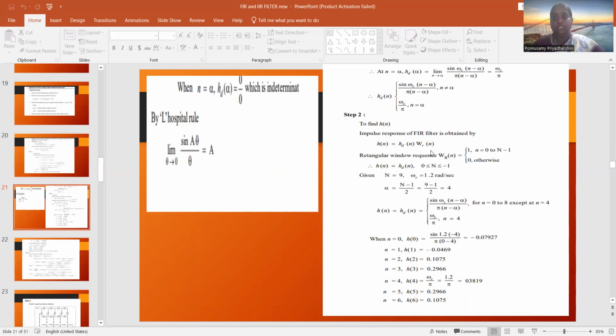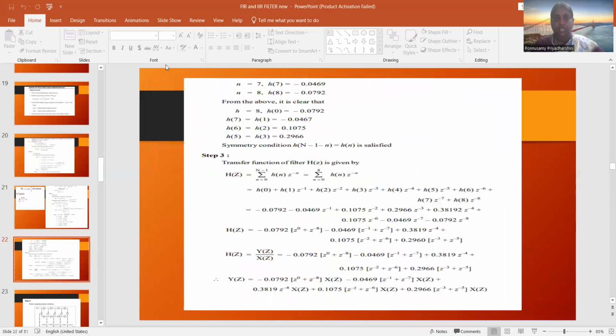The windowing technique we are using is the rectangular window, whose values we also know. We have to substitute there and find all the answers for n from 0 to 8. From the above, it is clear that we get h(0), h(1), h(2), h(3), and similarly on this side h(7), h(6), and h(5) are equal to them. The values are minus 0.0792, minus 0.0467, 0.1075, and 0.2966.